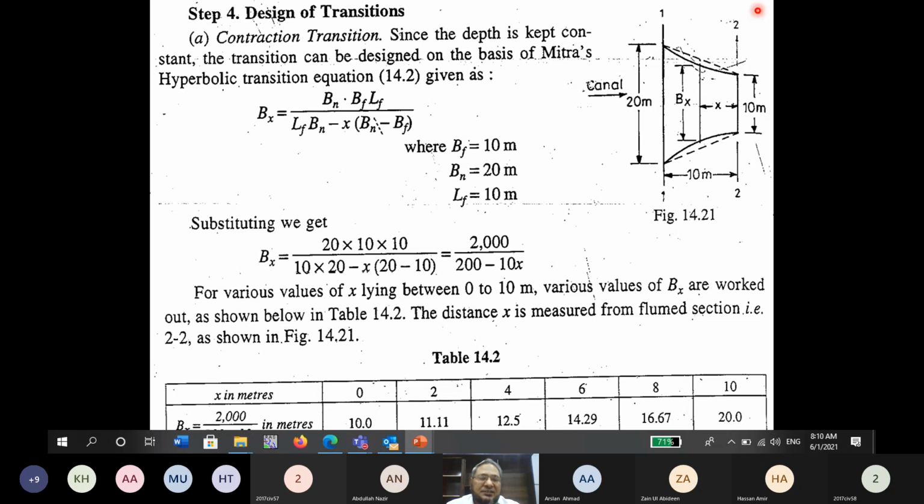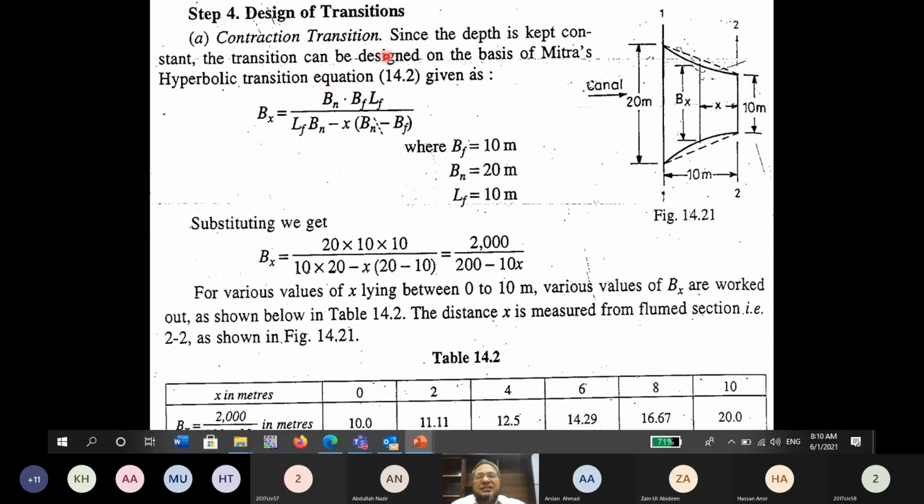And splay normally is used as 1 in 2 for the contraction transition, and 1 in 3 for the expansion transition. So let us first come to the contraction transition.